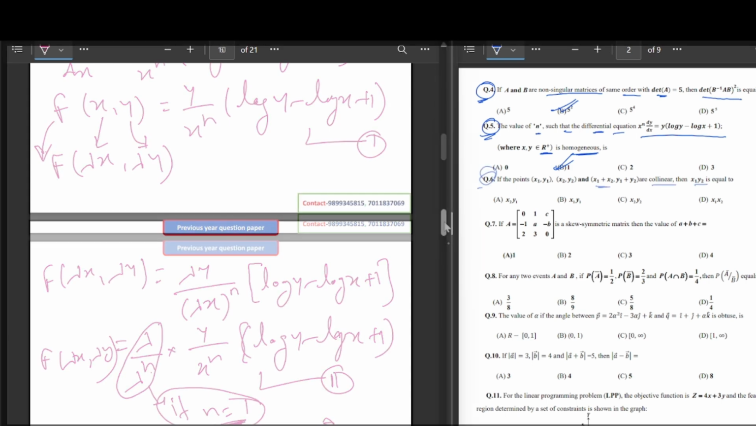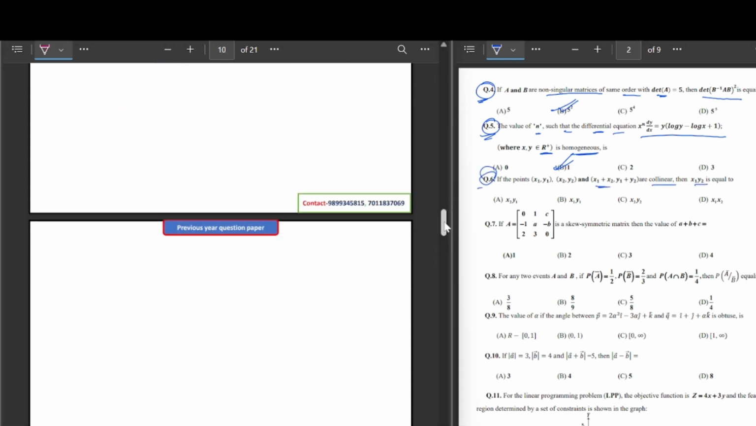Now let us discuss question number 6. We have already discussed question number 1 to 5, and now we have to discuss question number 6. If the points are collinear, then x1 y2 is equal to. So for this we need to know the condition of collinearity.